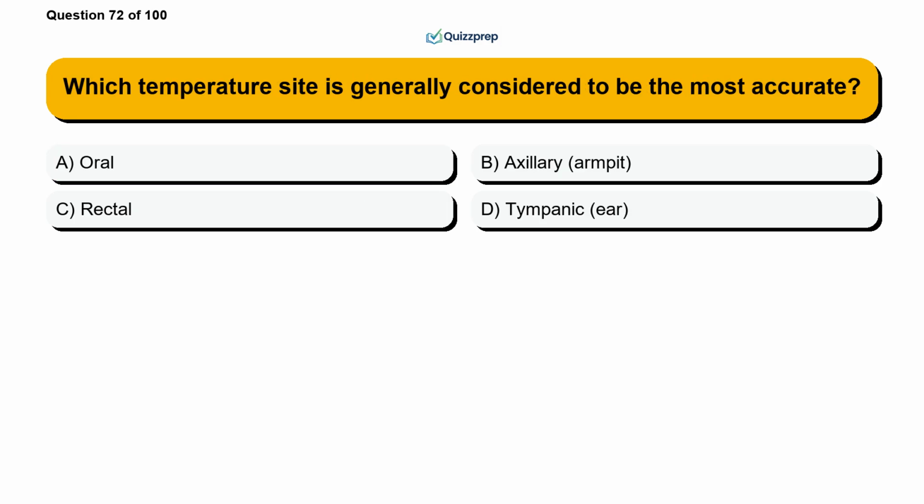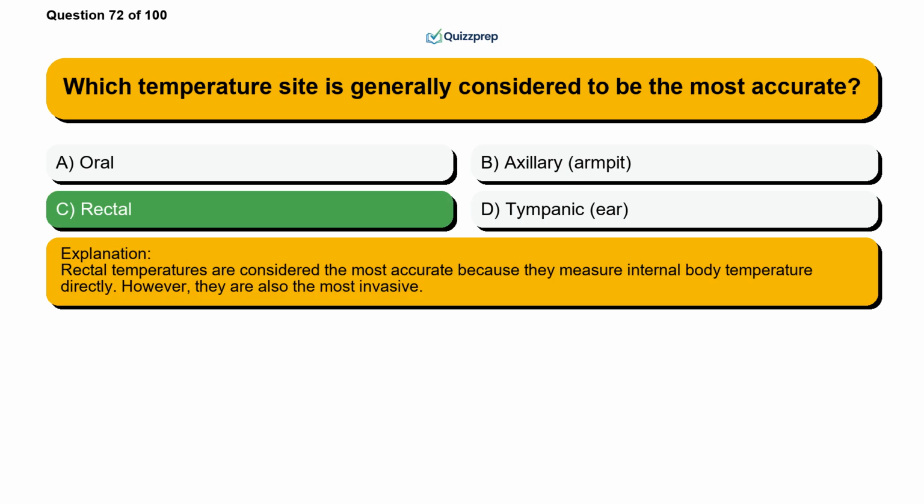Question 72. Which temperature site is generally considered to be the most accurate? Option A. Oral. Option B. Axillary, armpit. Option C. Rectal. Option D. Tympanic, ear. The correct answer is option C. Rectal. Rectal temperatures are considered the most accurate because they measure internal body temperature directly. However, they are also the most invasive.